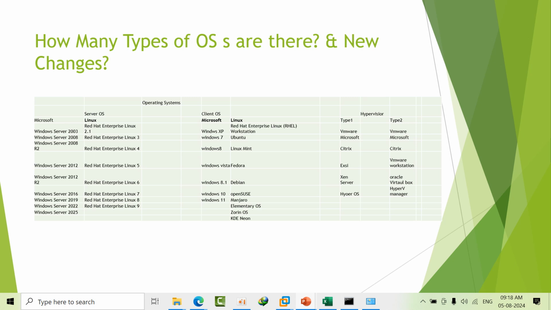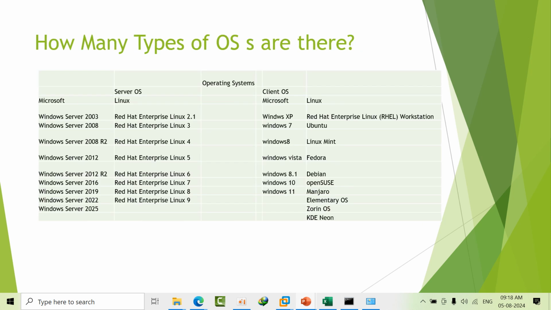So nowadays we have three categories of operating systems: one is server operating system, one is client operating system, and one is hypervisor. Coming back to this traditional architecture, I will leave the hypervisor aside for now and go back to it later.